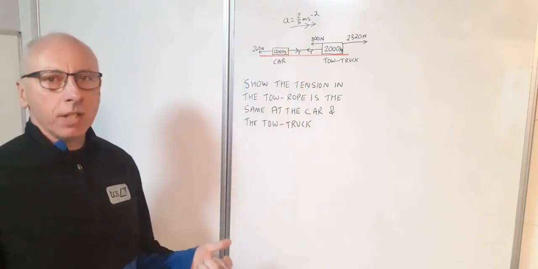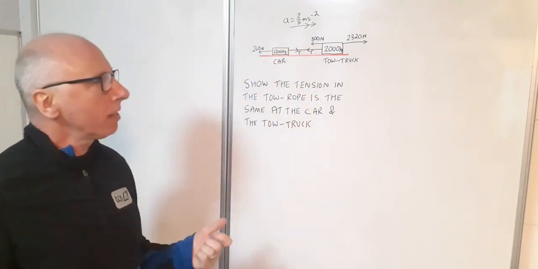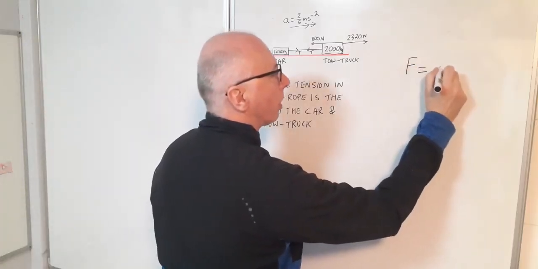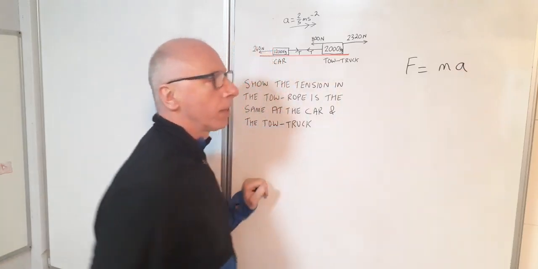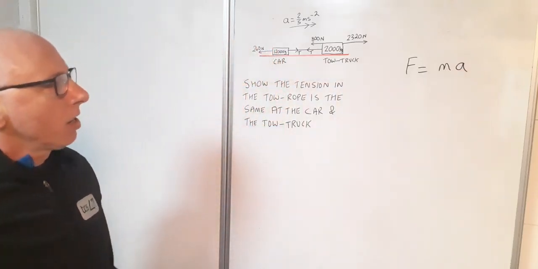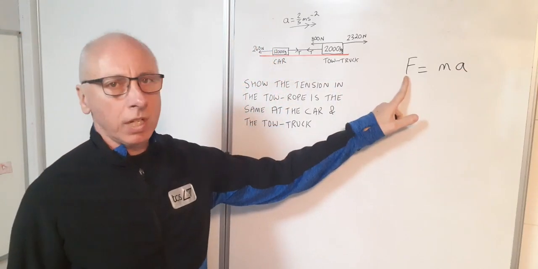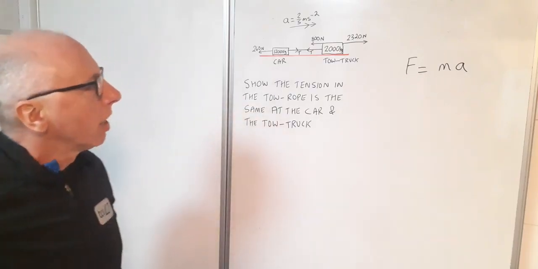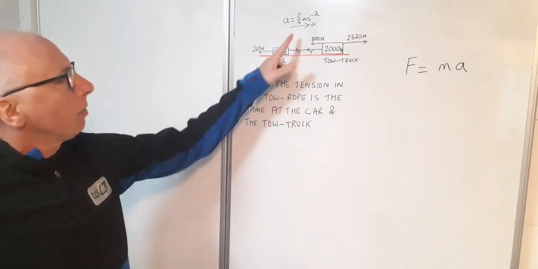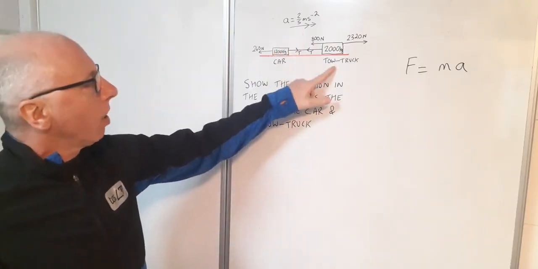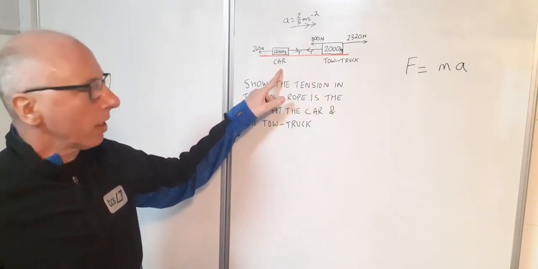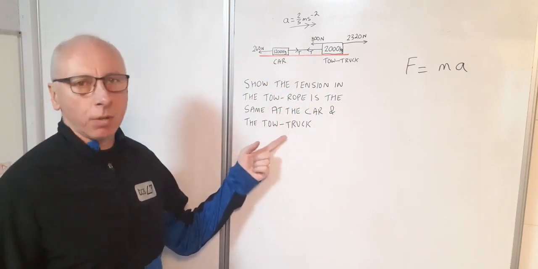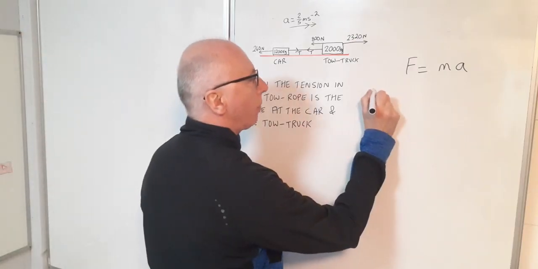So as this thing is moving, our base setup for how we can do these calculations is Newton's law of motion, force equals mass times acceleration. So what we have to do is resolve for the forces and then set it equal to mass times acceleration. In this case we've got acceleration given and we've got the masses of the tow truck and the car given. So we need to find the tension in the tow rope at the car and the tow truck. So let's do the car first.